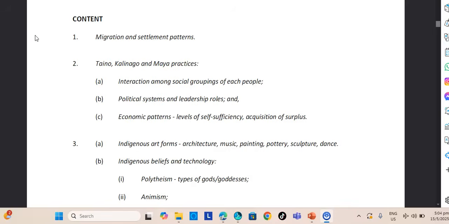They had the nobles, the warriors, the advisors. They also had the priests or the shamans who led religious ceremonies and acted as healers. They had the commoners, the farmers, the fishers, and artisans who made up the majority of the population.